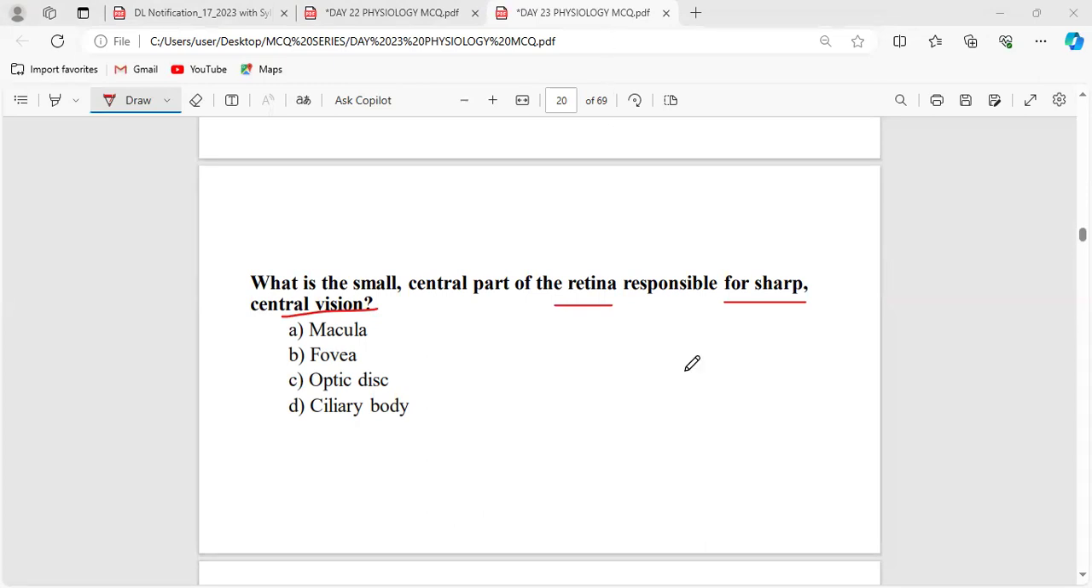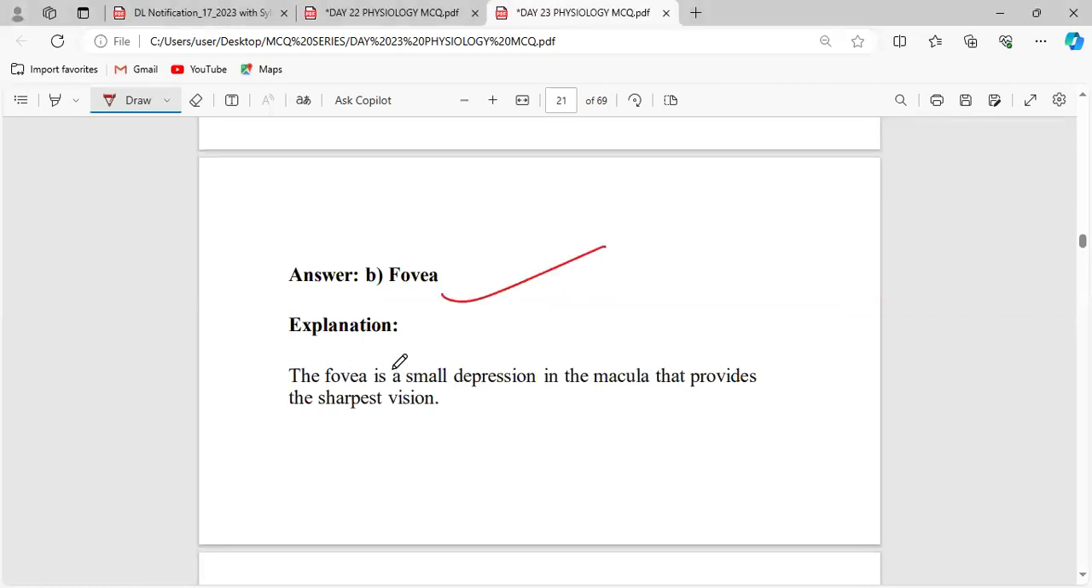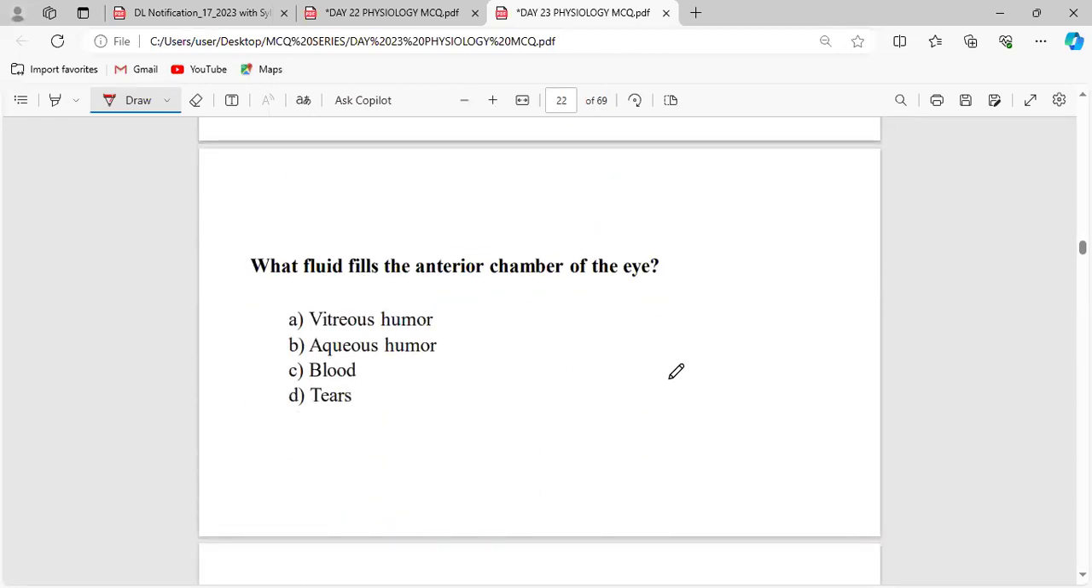And that will be fovea. Very good. It is a small depression present in the macula, which provides the sharpest vision. And which fluid fills the anterior chamber of the eye?